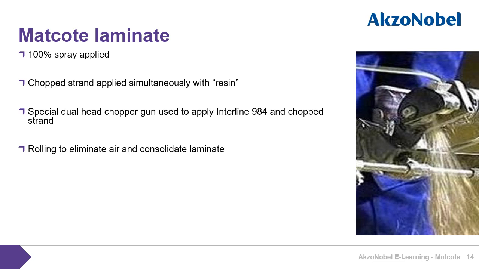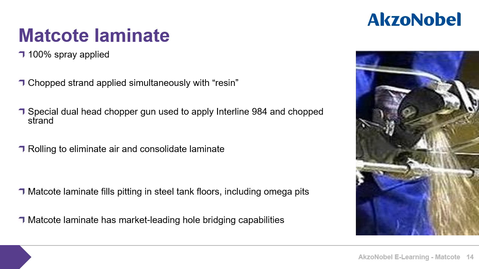The Matcote system itself is 100% spray applied. The chopped strand or glass fibre roving is applied simultaneously with the resin or the Interline 984. A special dual head chopper gun is used to apply both the 984 and chopped strand together. The system is then rolled to eliminate air and consolidate the laminate. The Matcote laminate fills pitting in steel tank floors, including Omega pits, and the Matcote laminate has market-leading hole bridging capabilities.